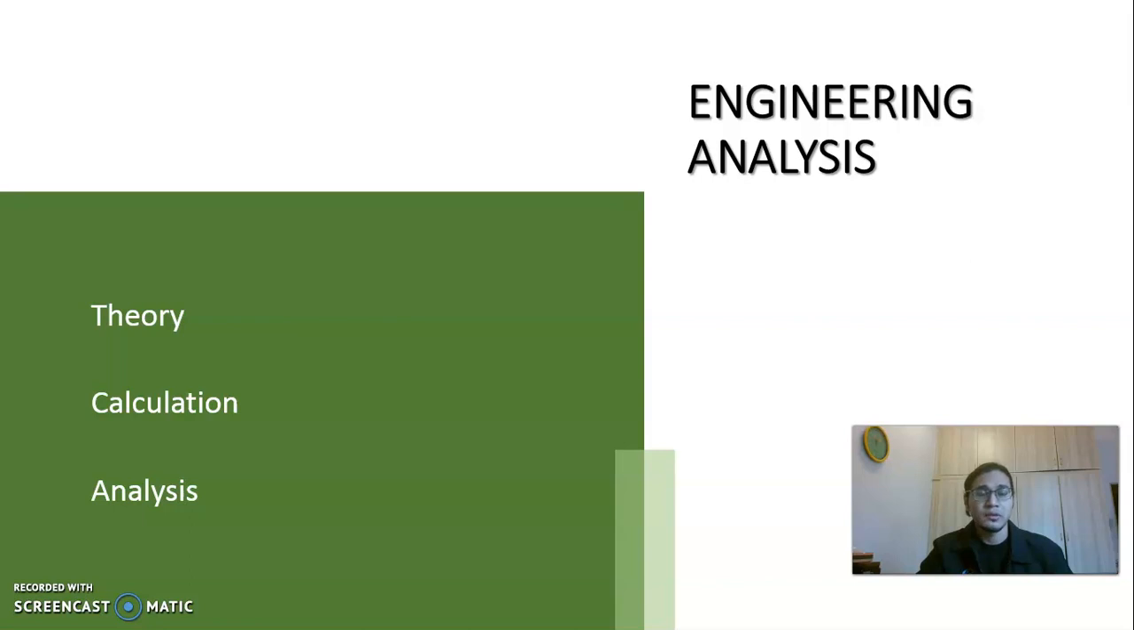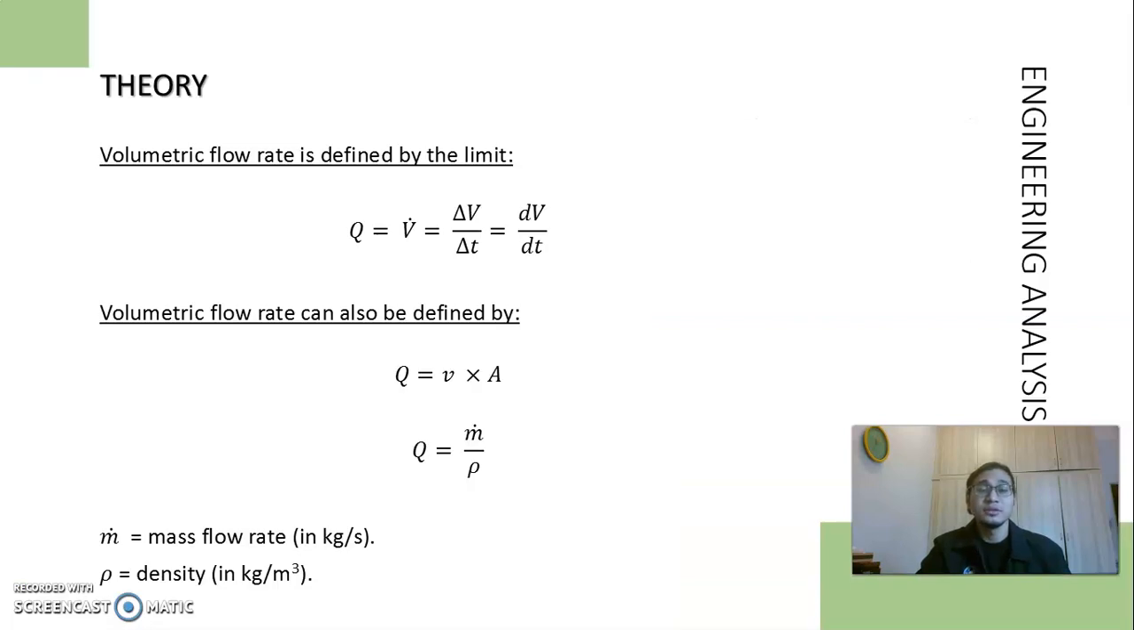There are 3 parts in this section, which are theory, calculation, and the last one is analysis. The first part is about theory. The volumetric flow rate can be defined by the limit Q = V̇ = rate of change of V divided by rate of change of time t. V is volume, and Q and V̇ are the flow rate, the volumetric flow rate. It is the same term.